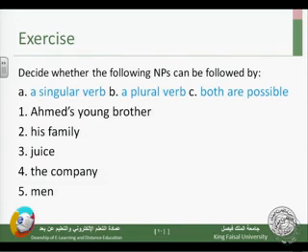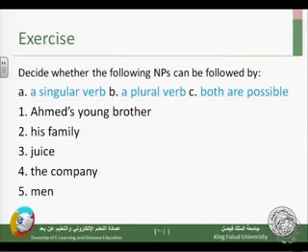Number three, juice. We can say juice is, but we can't say juice are, because juice is a mass noun, and thus the choice will be A. Number three, juice is followed by a singular verb.